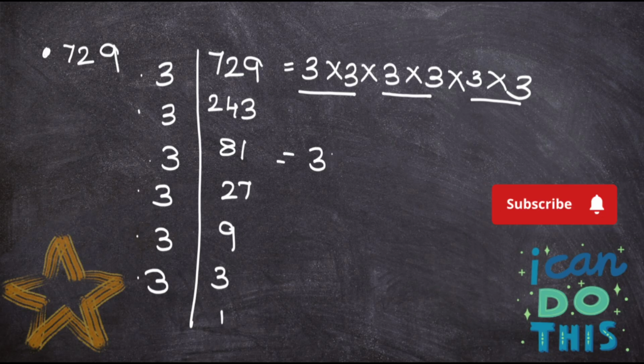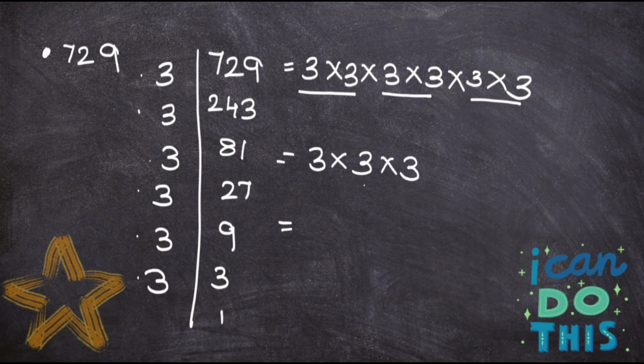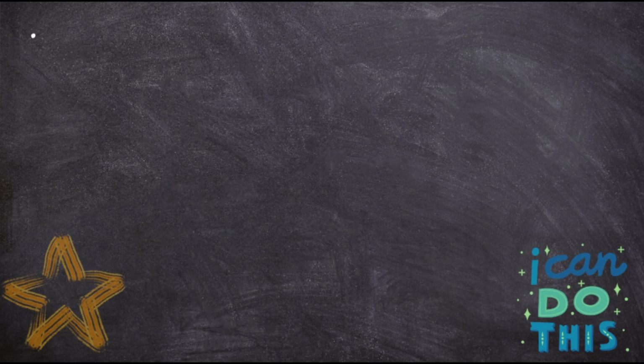So 3 from this group, 3 from the other group, and 3 from the other group. Now multiply them all. 3 3s are 9, 9 3s are 27. So 27 will be the square root of 729. Now let's take one big number. Let's do something funny.